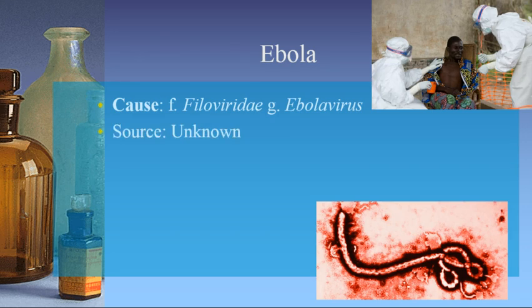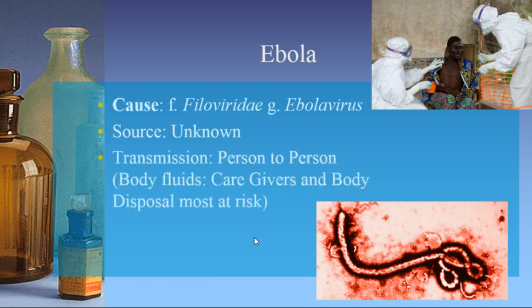Okay, the source of Ebola is unknown, and this is actually the virus, the Ebola virus, and then this is a gentleman who's in the earlier stages of the virus. Again, the source is unknown, but we do know the transmission. It's person to person through body fluids. HIV/AIDS is also through body fluids, by the way, but in this case, it's really caregivers and body disposal. You can live with HIV and not even know you have it. You can have AIDS for a very long time before you become non-functioning. So there's a high risk that you're going to expose someone else to HIV.